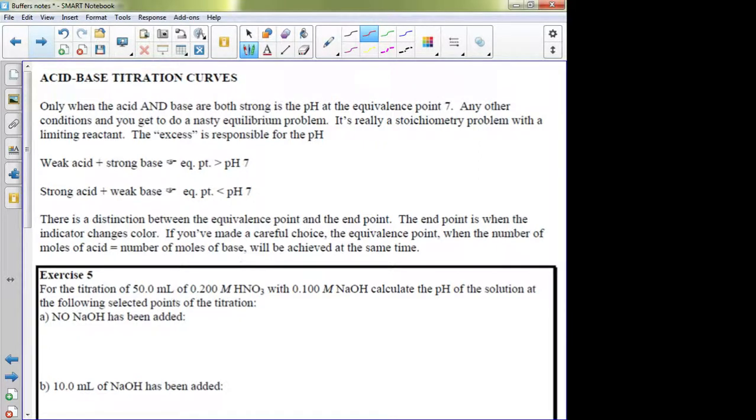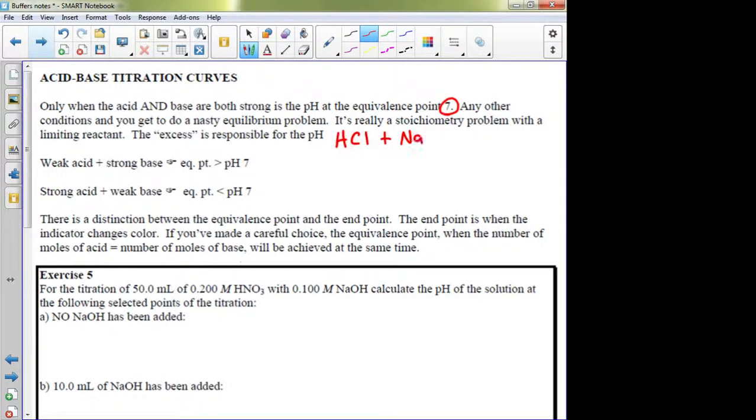So at the equivalence point, my pH should be what? 7, right? Because when I have an equal number of moles of acid and an equal number of base, if they're both strong, then they should just do what to each other? Cancel each other out, right? And so then I should get a neutral solution, which should be 7. The first question on your pre-lab questions is going to ask you to write an equation of what happens here.